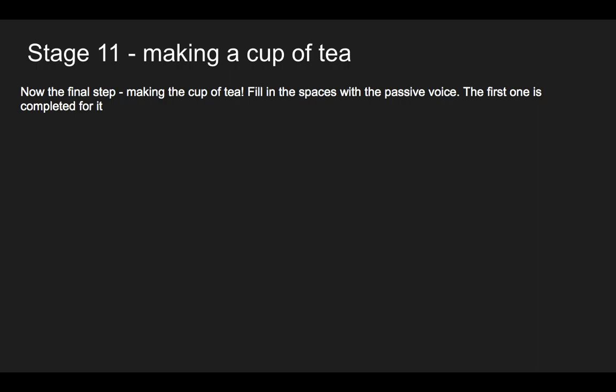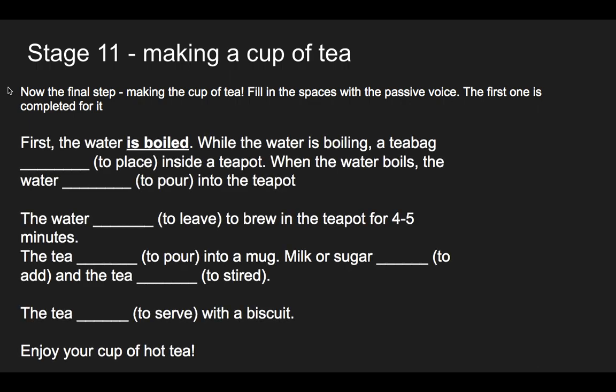So you are going to do an exercise to fill in the spaces, the gaps, with the passive voice. I've done the first one to help you, and now you need to complete it. So you see here, first the water to boil is boiled. So you can fill in all the gaps in the passive voice. Remember, is the verb to be, is or are, plus past participle.